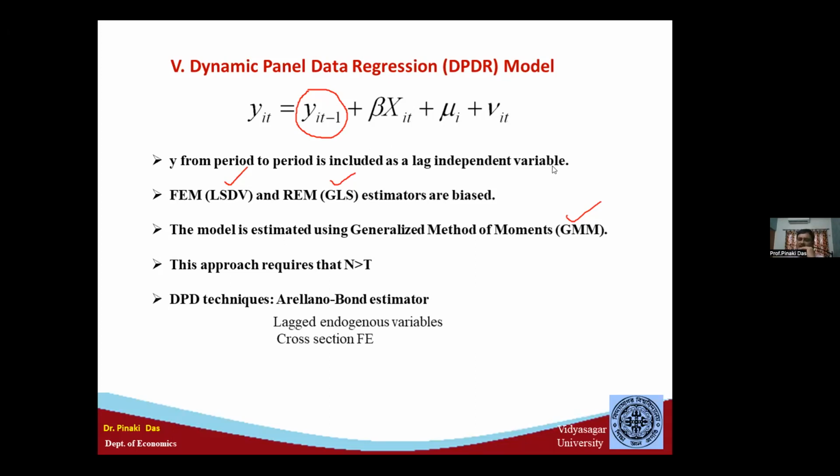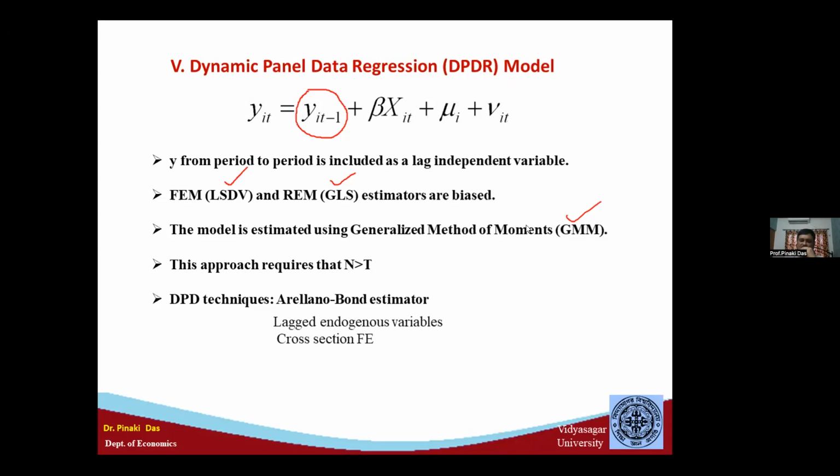And as the nature of the model is different, the nature of the estimation procedures is also different. You have already learned that in case of static panel data regression model, there are 2 types of alternative model. One is fixed effect model, another is random effect model. Fixed effect model is estimated by LSDV, whereas random effect model is estimated by GLS. But these 2 estimation procedures are not applicable in this particular regression model because of the problem of endogeneity, due to the introduction of the lagged dependent variable as an independent variable. Now the question is, what is the appropriate method of estimation of this type of model? The answer is the generalized method of moments or GMM.